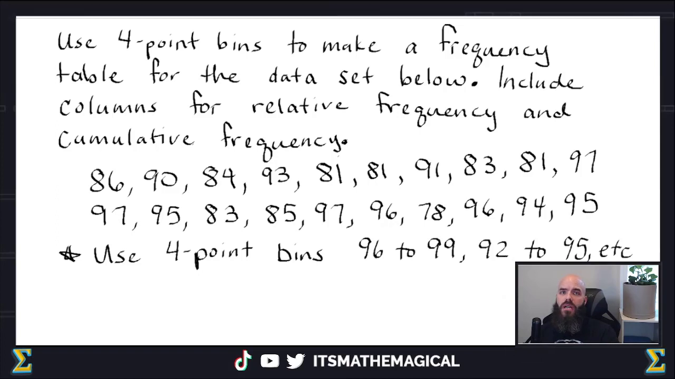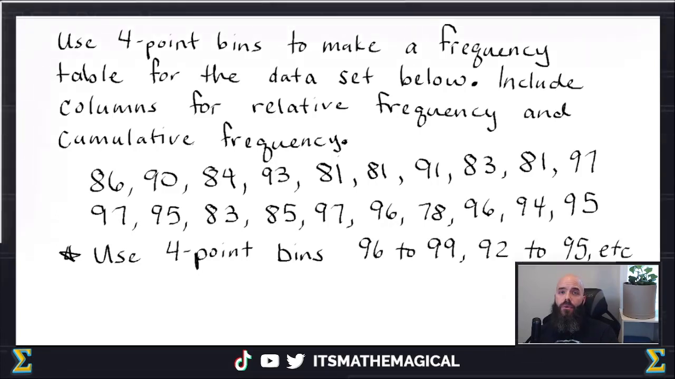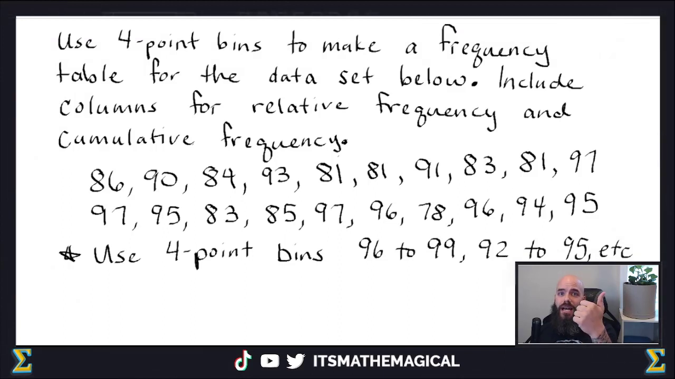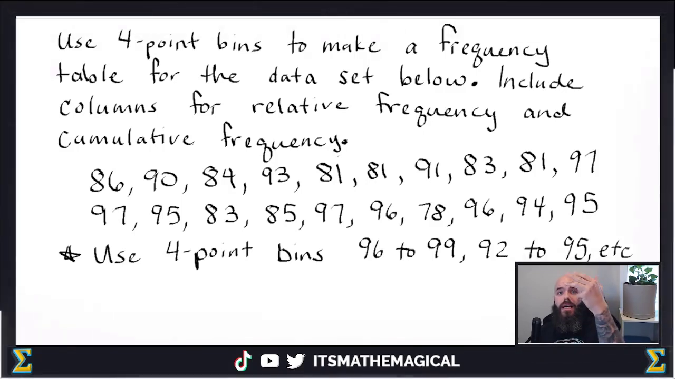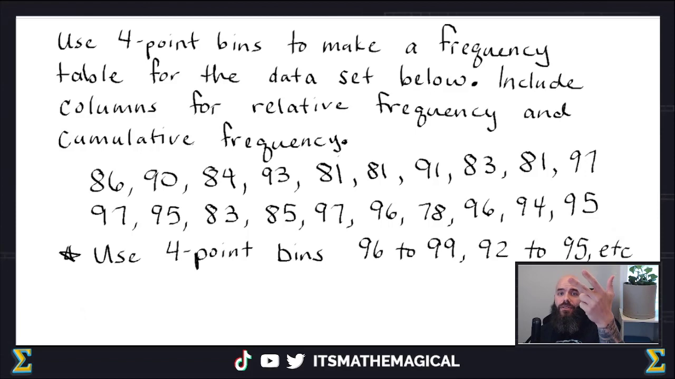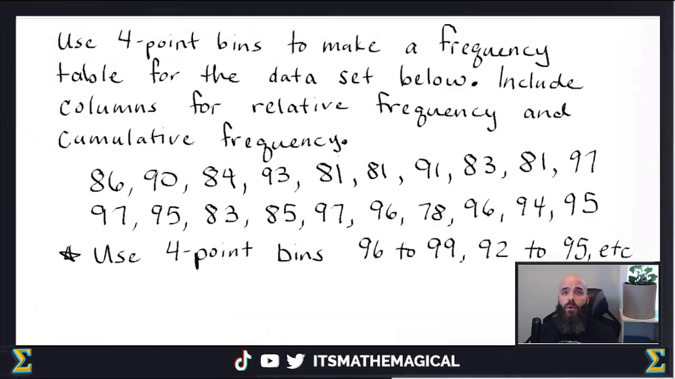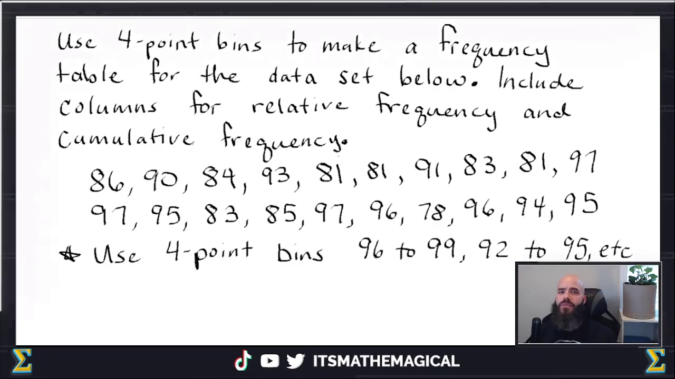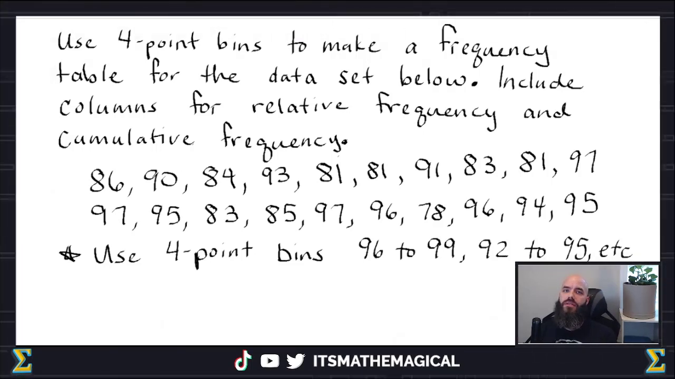Sometimes it might help to count down. If I count down using 4-point bins, my highest data point is 99. So I would go 99, 98, 97, 96. That's going to be the range of my first bin. Then the second bin would be 95, 94, 93, 92, and so on. I've given 2 bins, so we know one bin is 96 to 99, another one's 92 to 95. As we create our frequency table, we need to be able to come up with these ranges of values to create our bins. So let's go ahead and do that.